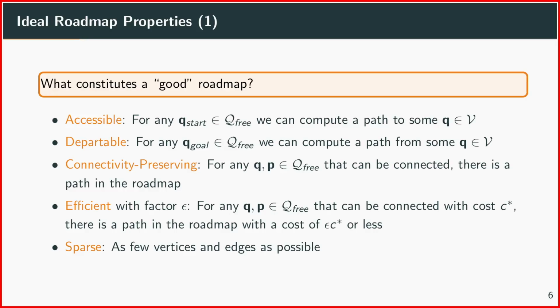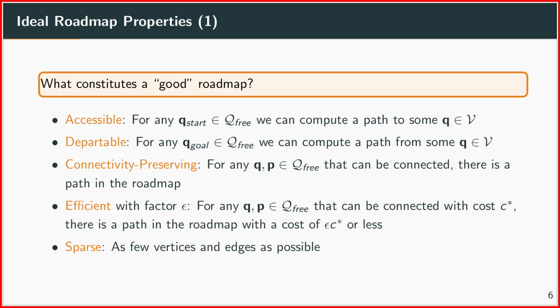The second is, of course, that it should also be departable. This is basically the same idea, but for your goal configuration. The reason why we have two properties here is because in one case we go from a configuration to the roadmap, in the other one we go from the roadmap to the configuration. Often this doesn't matter, but sometimes we have special constraints or special metrics, and then this actually does matter. That is why it is important to make a distinction here.